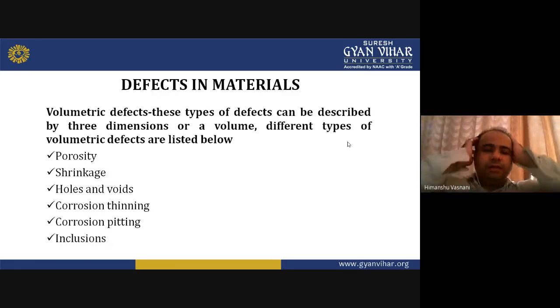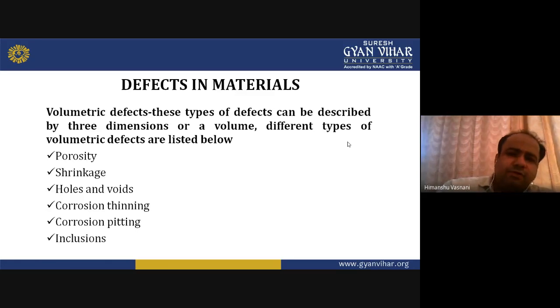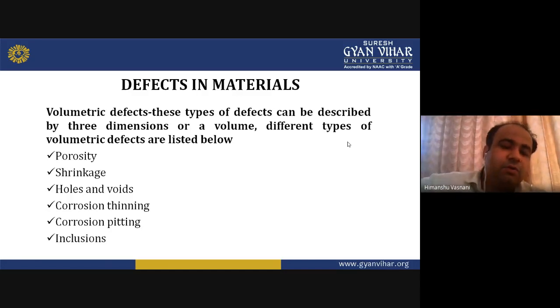So, the defects in materials. Normally, these can be called volumetric defects, which can be described in three dimensions or in a volume. There are different types of volumetric defects, like porosity, shrinkage, holes or voids, corrosion thinning, corrosion pitting, and inclusions. I will explain all these things in this lecture: how this porosity, these holes form, shrinkage, where the volume gets decreased on cooling, holes, voids, corrosion thinning, corrosion pitting, inclusion. I'll tell you all these things.